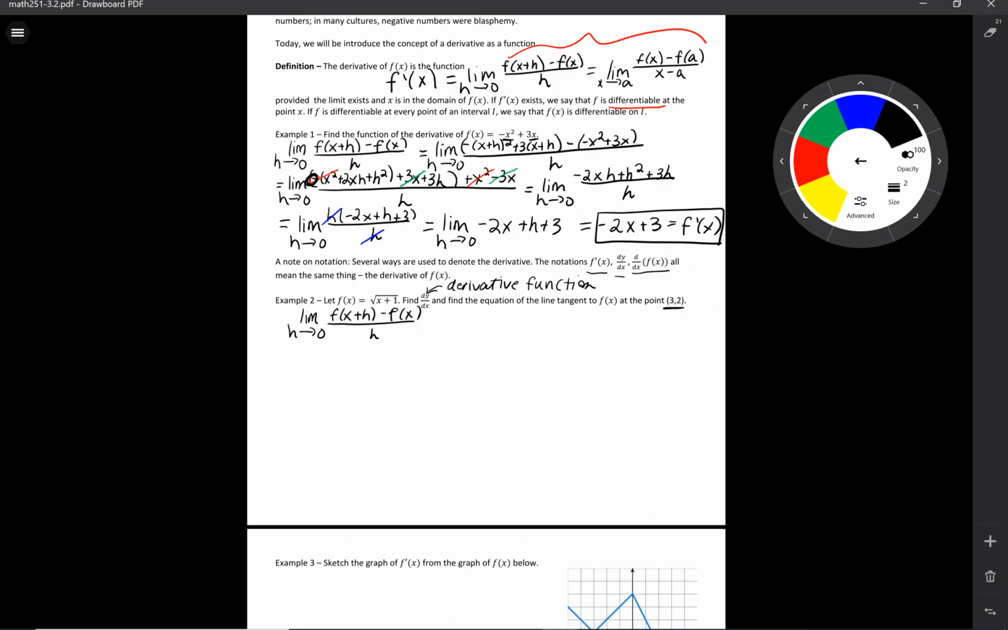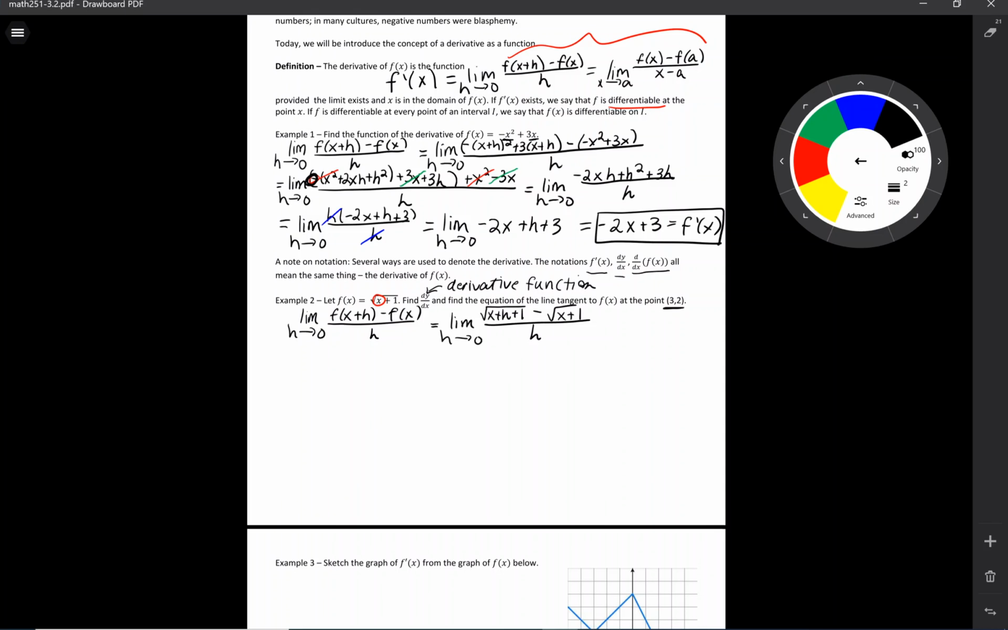So wherever I see an x in my original function, I'm going to replace it with an x plus h. So this gives me the limit as h goes to 0. F of x plus h will be the square root of x plus h plus 1. I replaced that x with an x plus h, minus f of x, which is square root of x plus 1, over h.